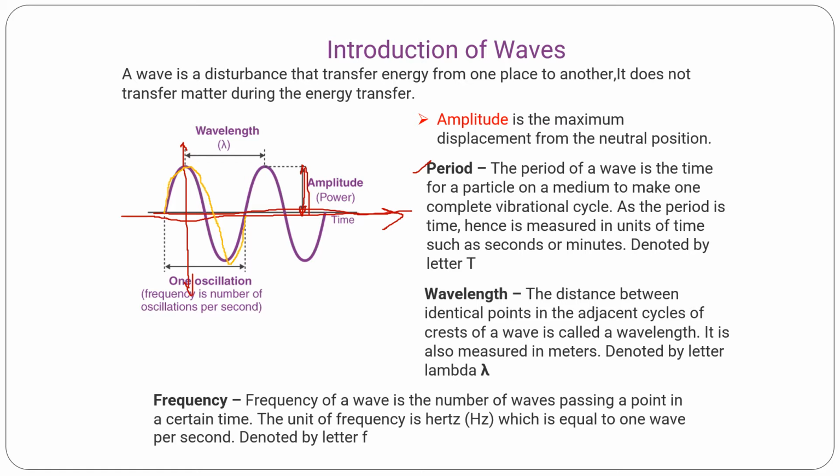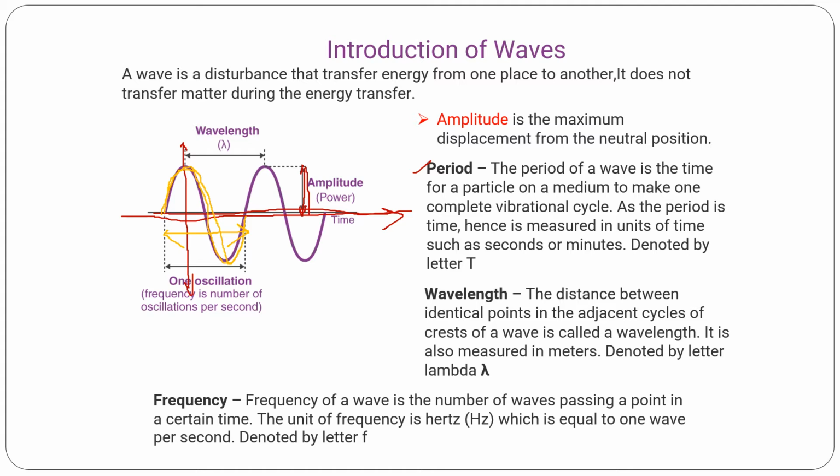So the period is here. It goes from 0 to maximum, then back to 0, then to negative maximum, then to 0. So this is one complete cycle, which is called T. So this is T.